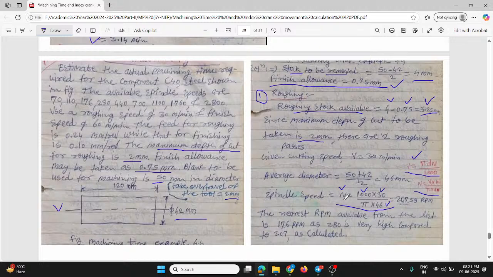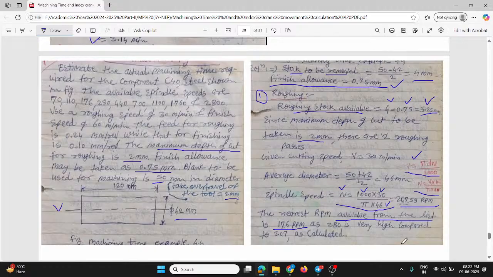So accordingly you can calculate the N, and it is coming around 207.59. So whether this particular speed is available on the lathe machine which is mentioned in the numerical? It is not available. So what you have to do? You have to take the nearer cutting speed. So here you can say the nearest RPM available from the list is equal to 176 RPM.